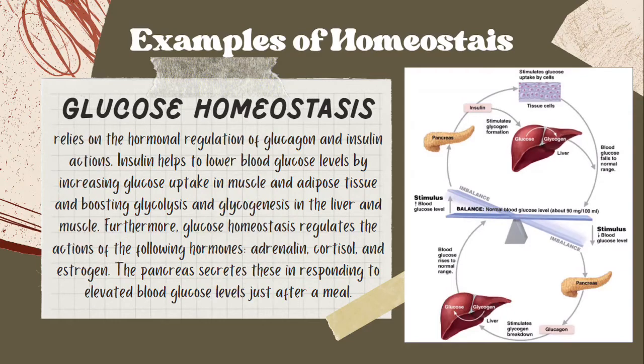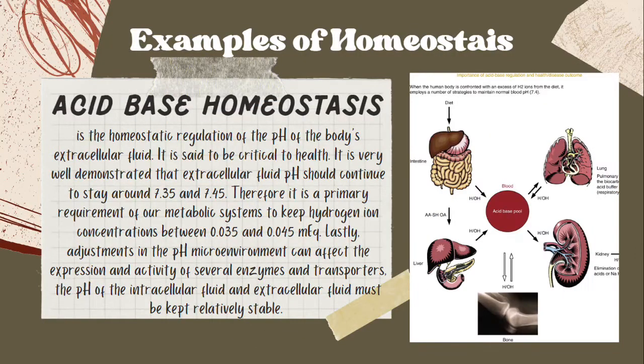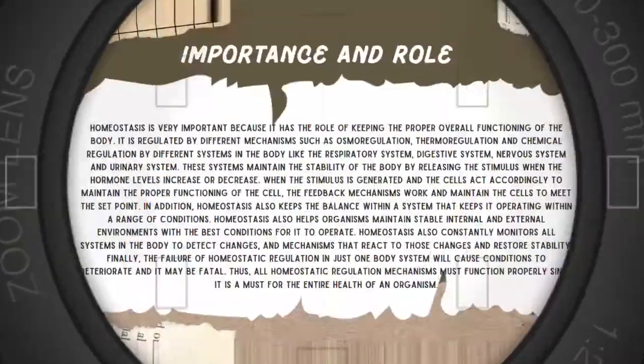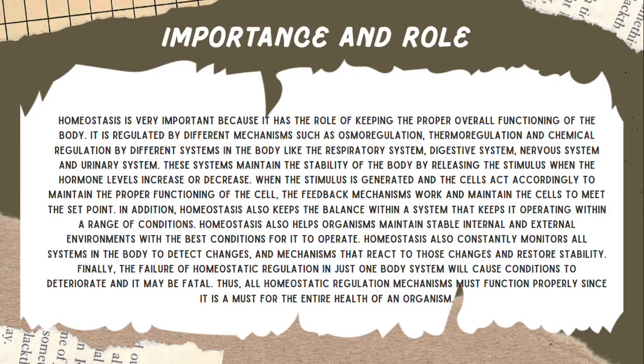We also have examples of homeostasis: glucose homeostasis, acid-base homeostasis, and lastly, sodium homeostasis. Homeostasis is very important because it has the role of keeping the proper overall functioning of the body. It's regulated by different mechanisms such as osmoregulation, thermoregulation, and chemical regulation by different systems in the body, like the respiratory system, digestive system, nervous system, and urinary system.